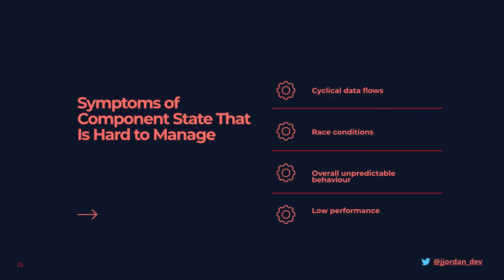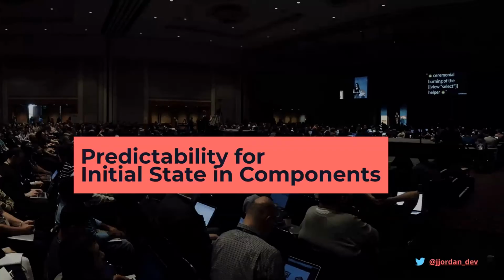Also overall unpredictable behavior where you go, okay, where's this coming from, or why is it currently in this state? I don't understand why this even happened. And sometimes it can be really hard to debug these kinds of problems as well. And last but not least, if we have trouble with managing state, it can sometimes also happen that we experience low performance in our application, and it's sometimes hard to reason about why this is happening.